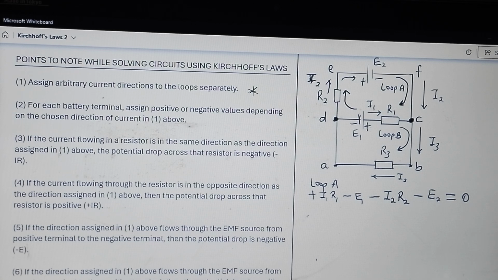So we say for loop B, we have minus I3 R3. We move on around, you must go around the circuit. So at this point, we see that the direction we chose, the current, is entering through the negative terminal. This small line is the negative terminal, and it is coming out through the positive terminal. Therefore, the potential here is positive. So we say plus E1.